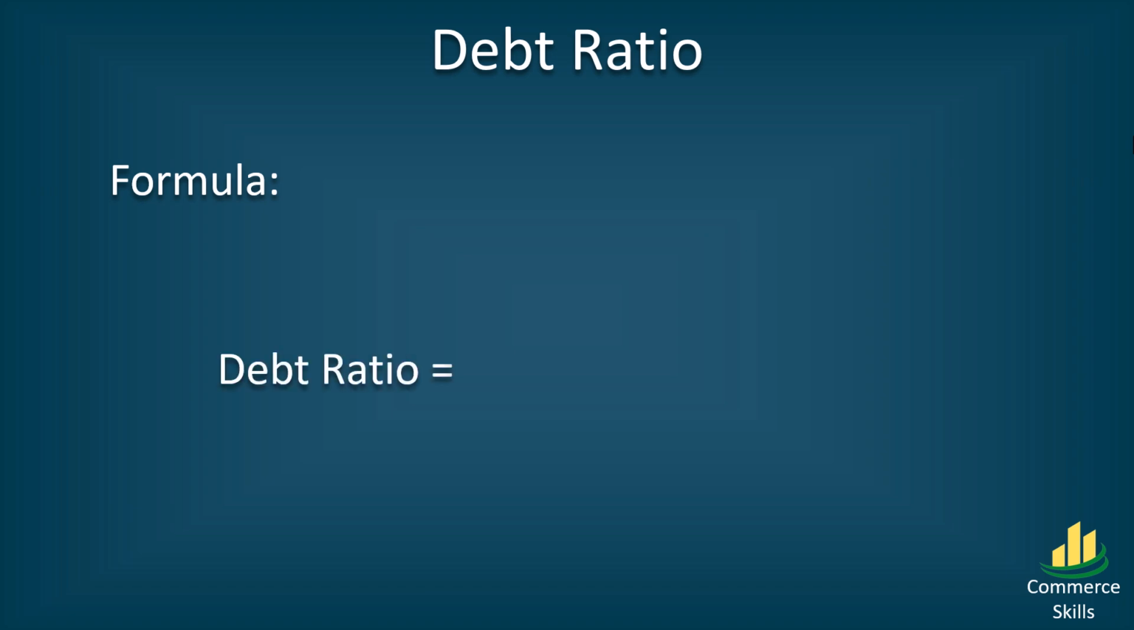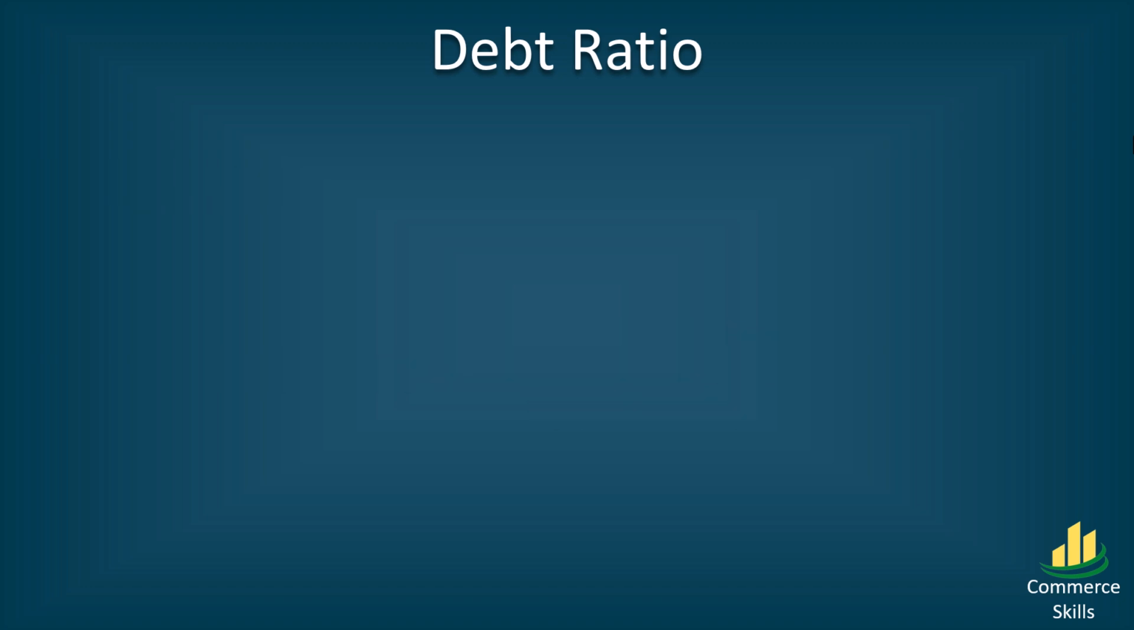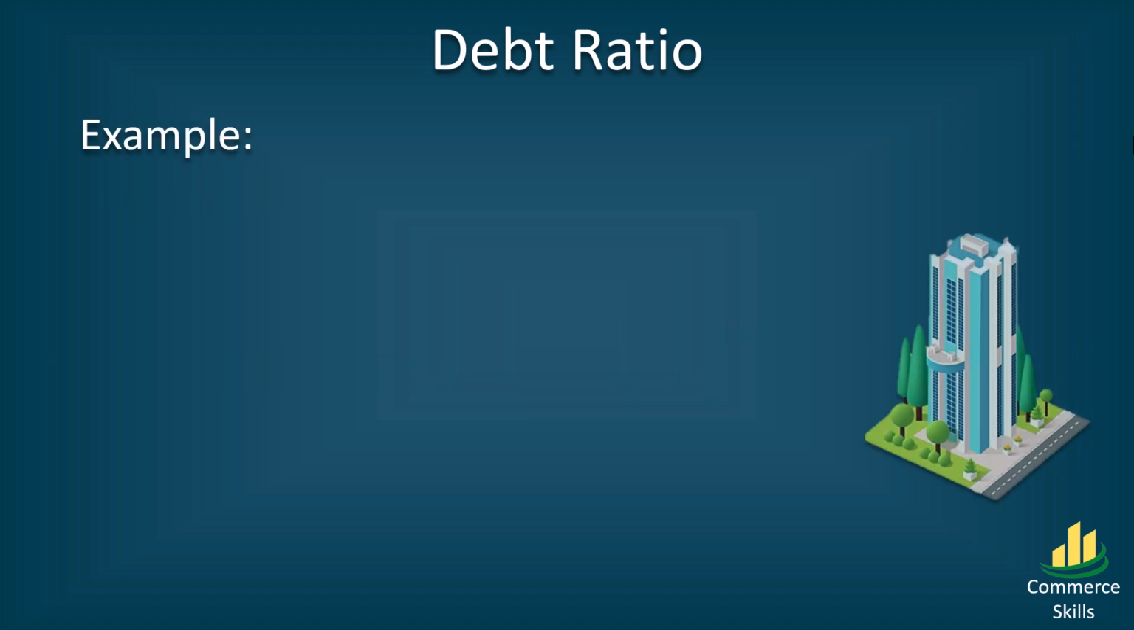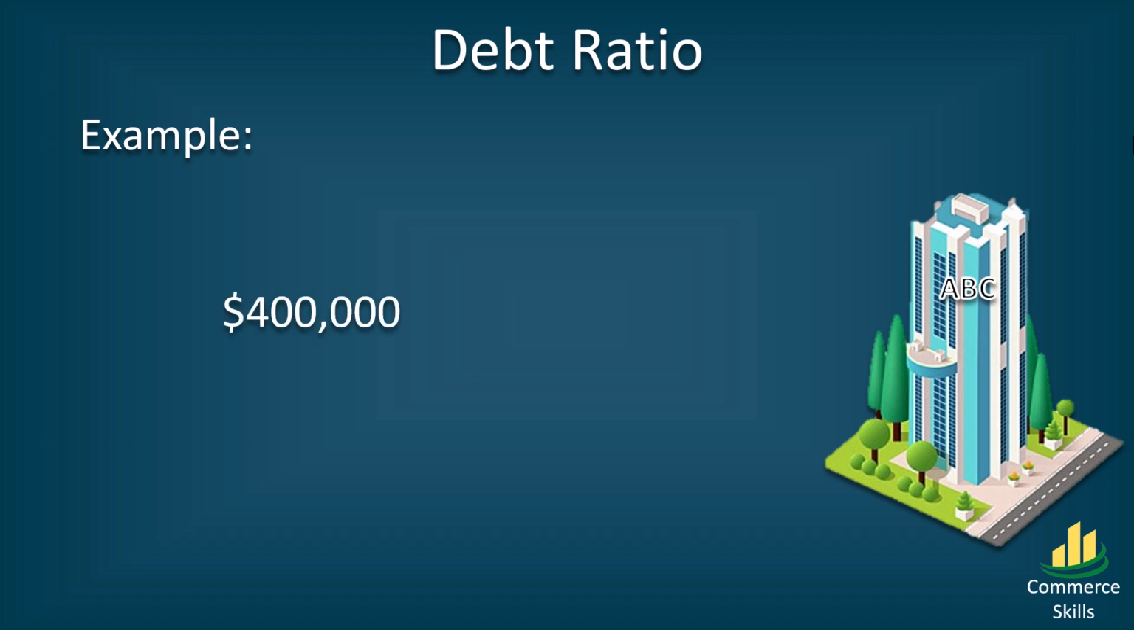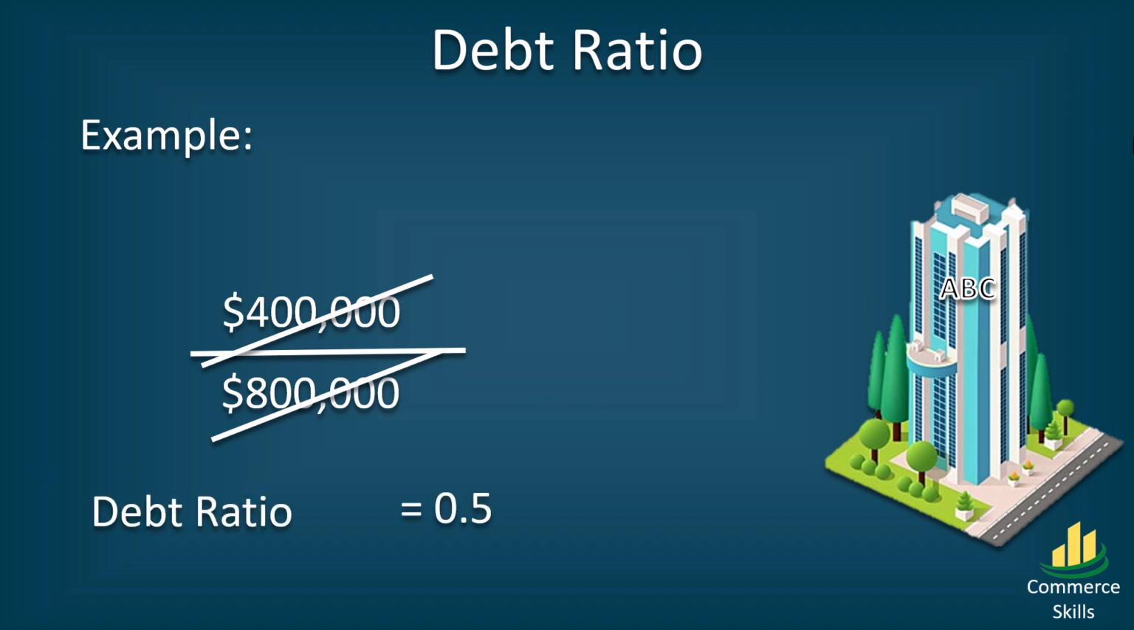Debt ratio equals total liabilities divided by total assets. Now, let's understand this with an example. Suppose a company has total liabilities of $400,000, divided by total assets of $800,000. So, the debt ratio in this example is 0.5.